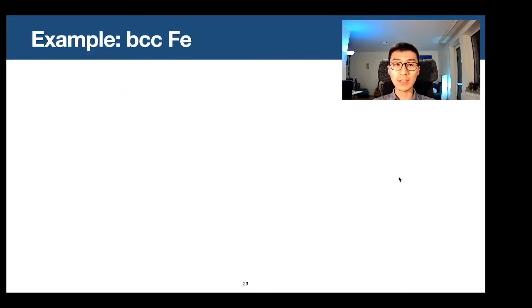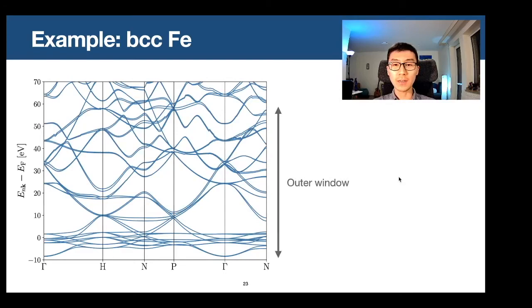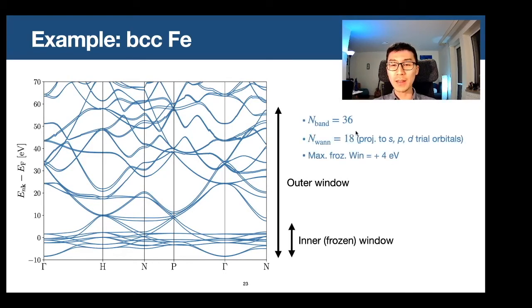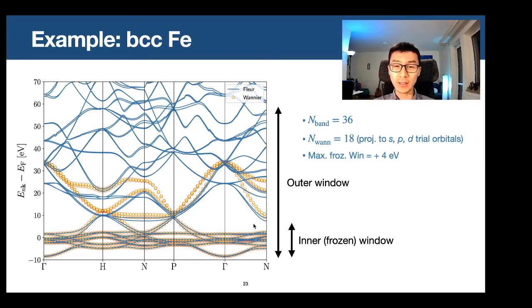So let's take a look at another example, BCC iron. Here I start from an outer window spanned by 36 Bloch functions, and I want to obtain 18 Wannier functions, starting from spd initial trial orbitals. I define the frozen window to be +4 electron volts above the Fermi energy. After the disentanglement and localization, this is the band that I get from the Wannier functions. You see that in the frozen window, the interpolation of the band is almost ideal, almost perfect. But above the frozen window, there are some deviations.